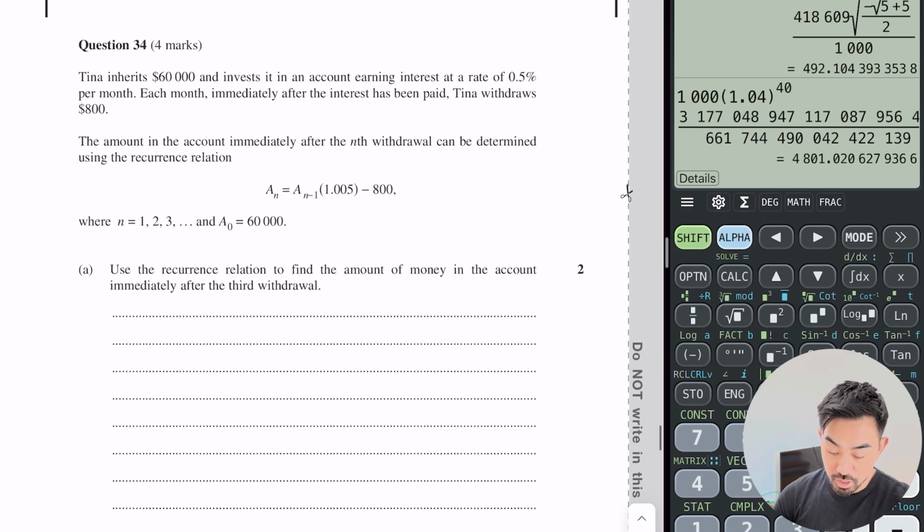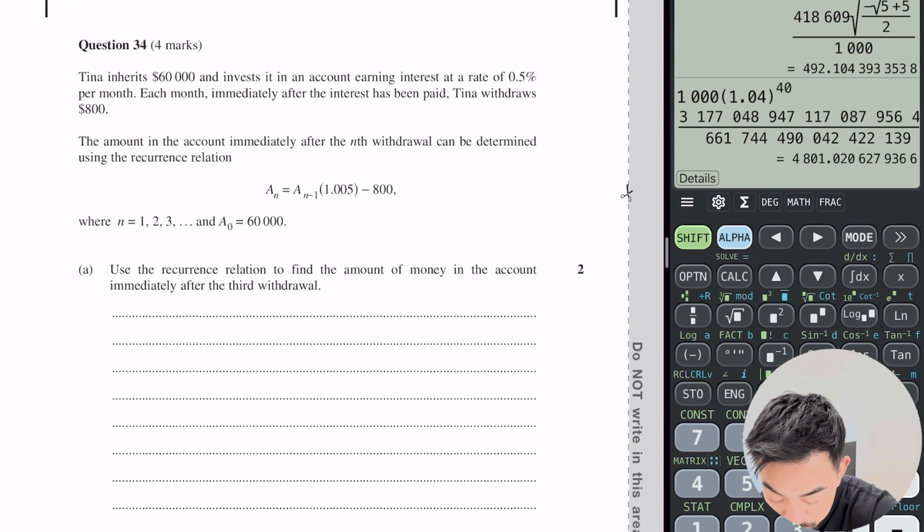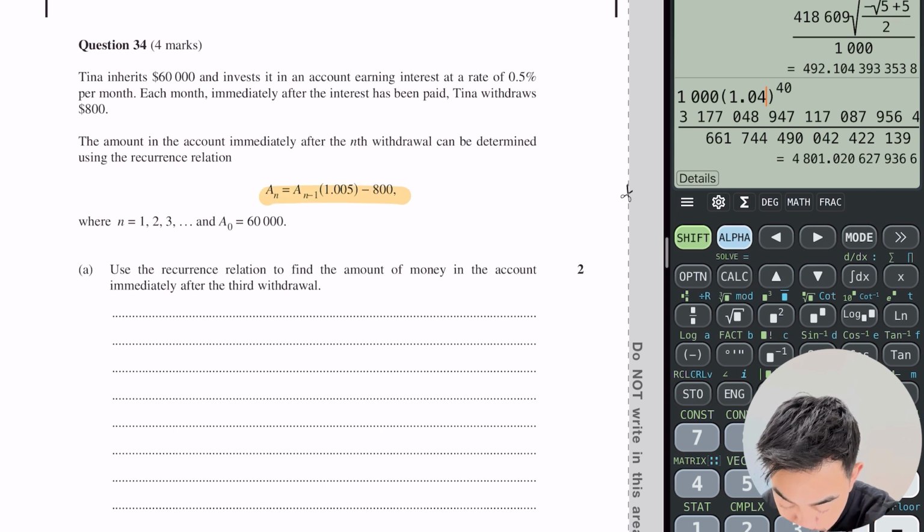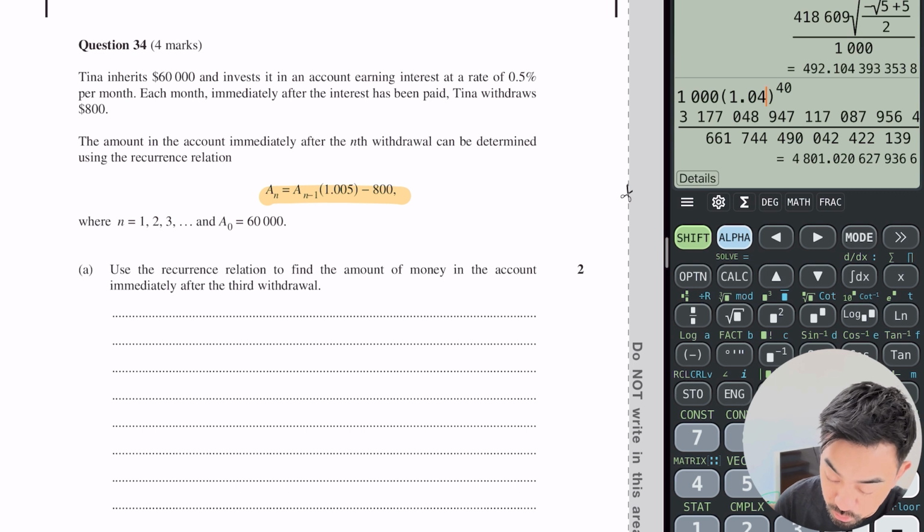All right, question 34. Tina inherits 60 grand and invests it into an account earning 0.5% per month. Be careful of that. Each month, immediately after interest has been paid, Tina withdraws $800. The amount in the account immediately after the nth withdrawal can be determined by this recurrence relation. Use the recurrence relation to find the amount of money in the account immediately after the third withdrawal.